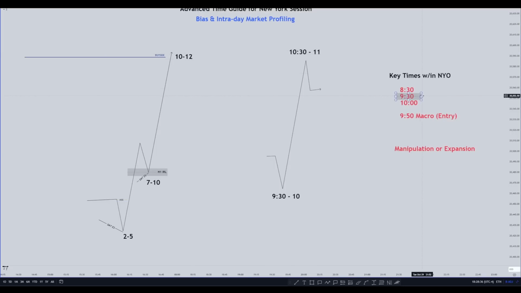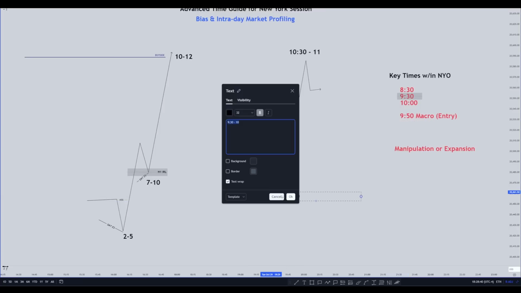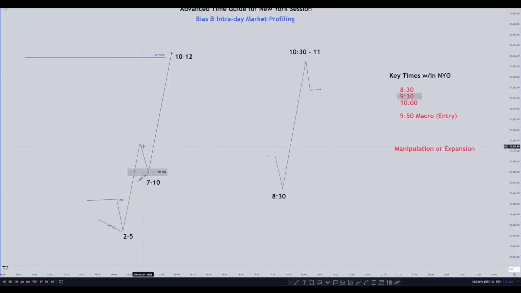Say we had 8:30 news, and we saw 8:30 instead drops down for this specific profile. We saw 8:30 news come in, we spike down, okay? And we dig into some internal range for value gap, and we start to trade out of it.